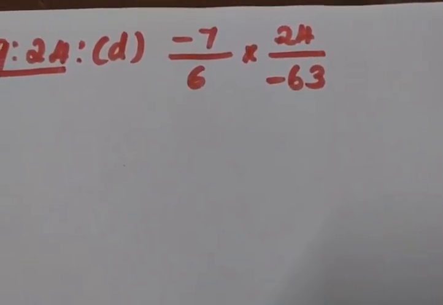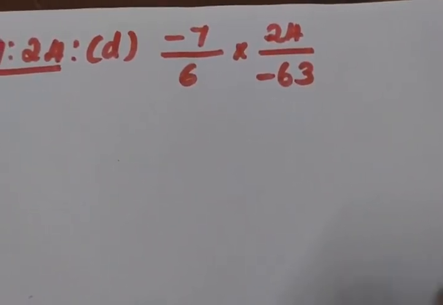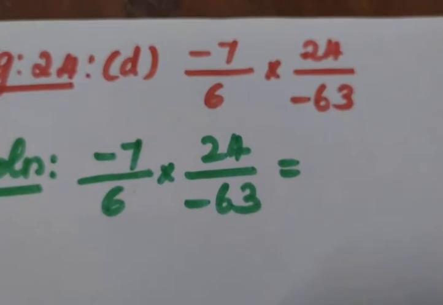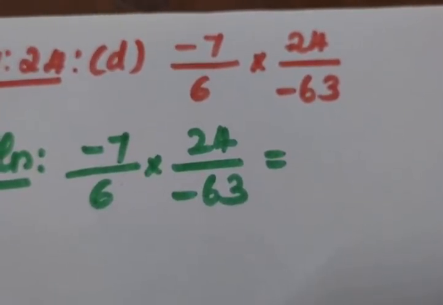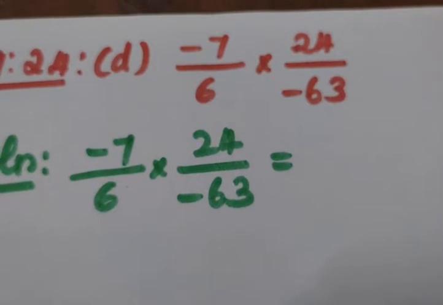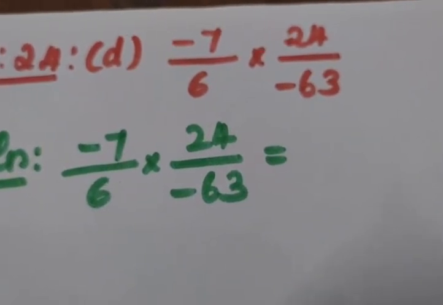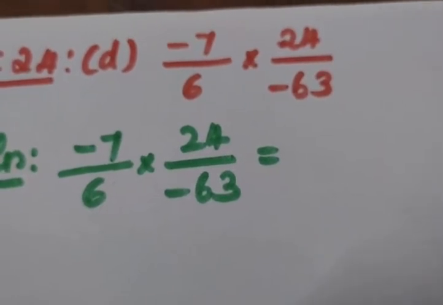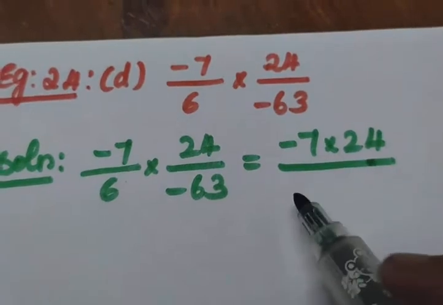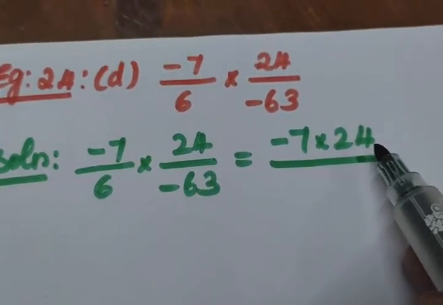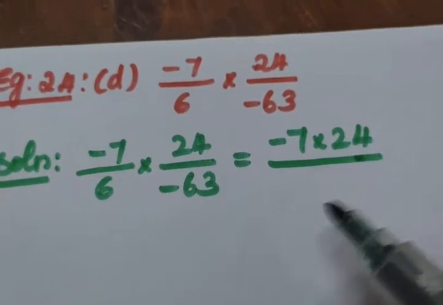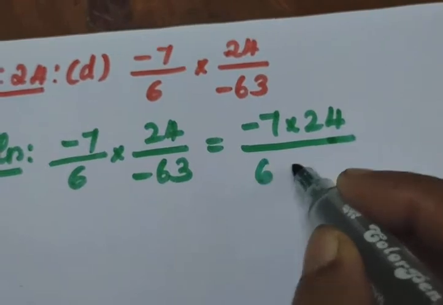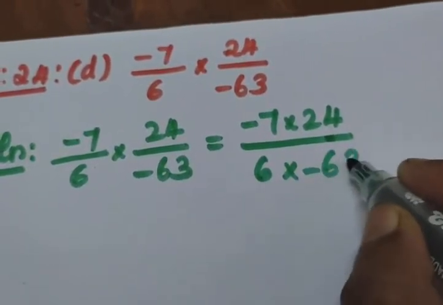Look at the next question, children. Example 24D: minus 7 by 6 into 24 divided by minus 63. So how will you write? We have the rule: multiply the numerators separately and the denominators separately. First find the product of the numerators, divided by the product of the denominators. Minus 7 and 24 are the numerators, so we multiply these two. The denominators are 6 and minus 63, so we find the product of 6 and minus 63.